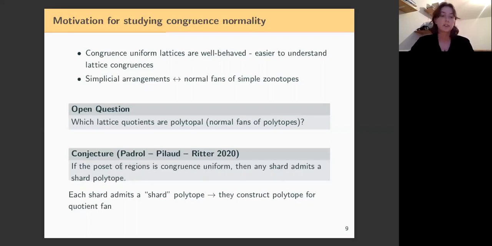And they conjecture that if your poset of regions is congruence uniform, then you're in this nice situation where you can construct the polytope. So this is just to show that congruence uniformity is a property that pops up, and also that in order to address this conjecture, it will be nice to know which of the simplicial arrangements are actually congruence uniform. Yeah, so this is just some more motivation for studying congruence normality.